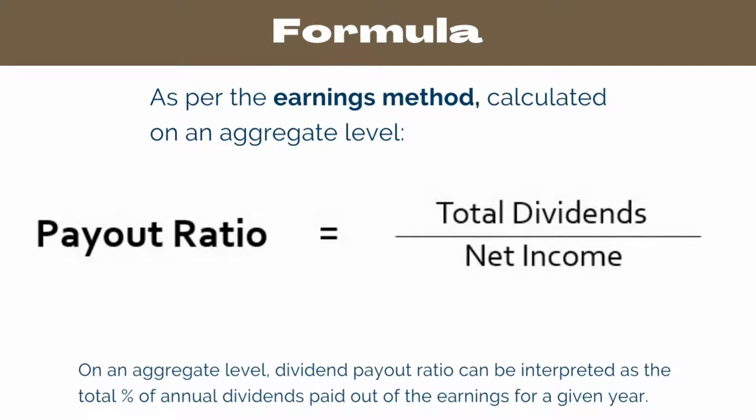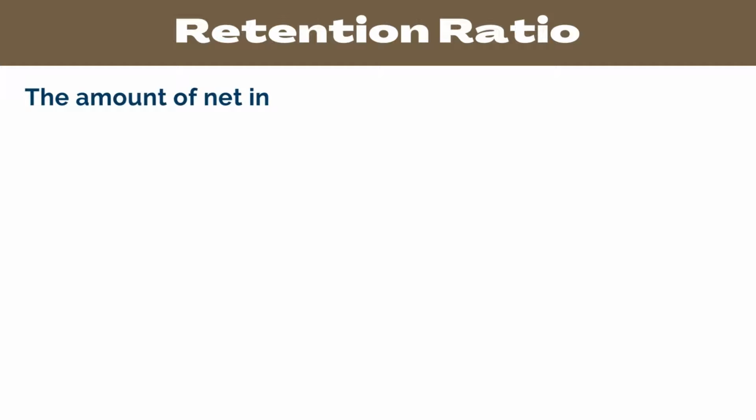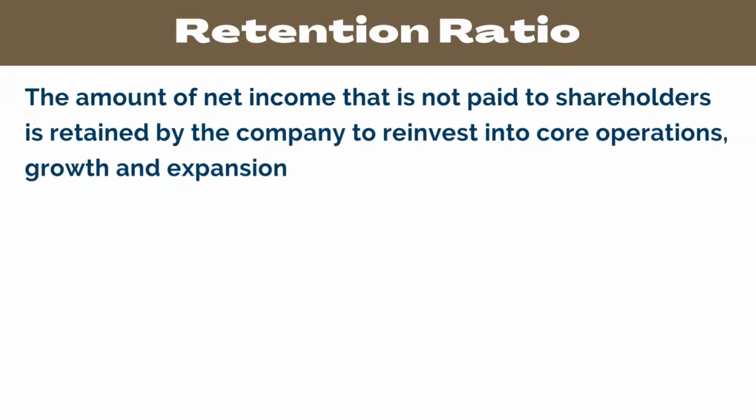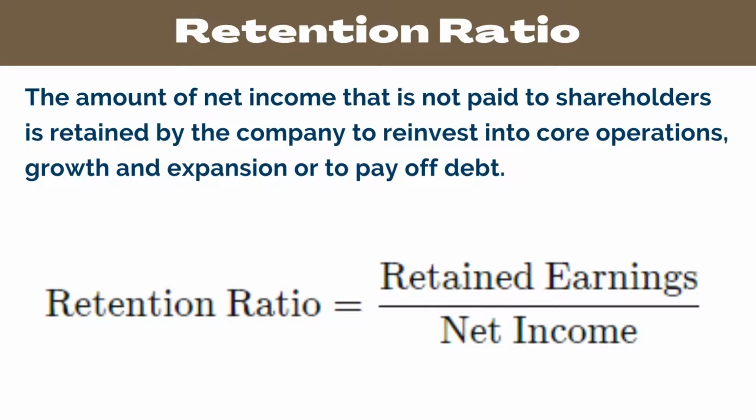On an aggregate level, dividend payout ratio can be interpreted as the total percentage of annual dividends paid out of the earnings for a given year. So, the amount of net income that is not paid to shareholders is retained by the company to reinvest into core operations, growth and expansion, or to pay off debt. The formula for retention ratio is retained earnings divided by net income.